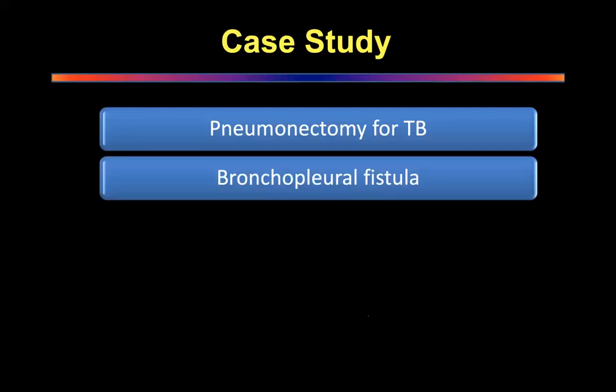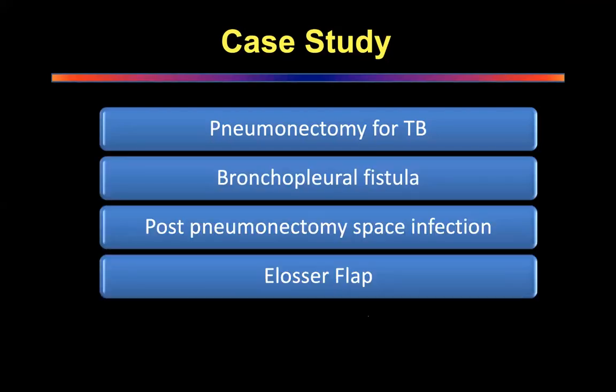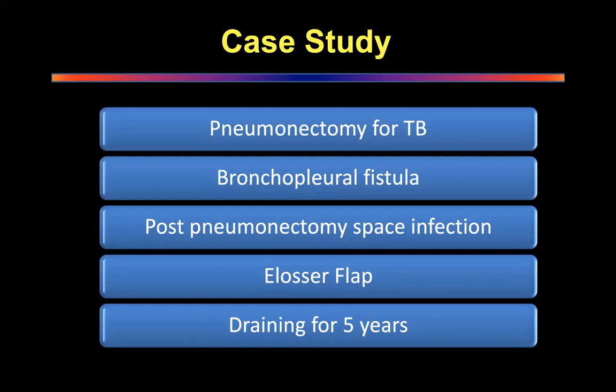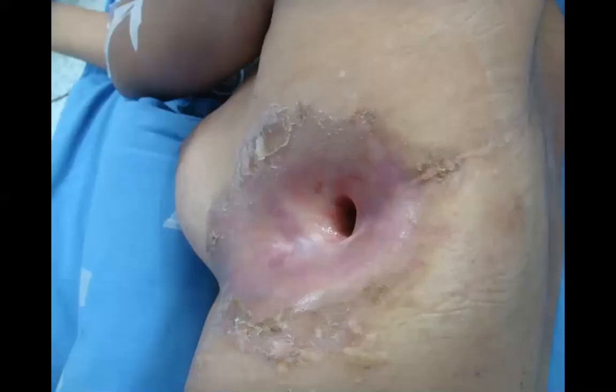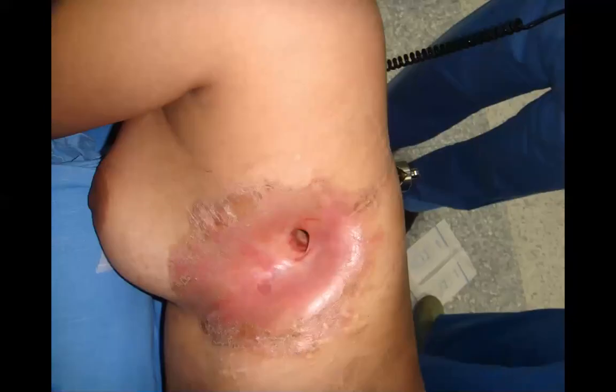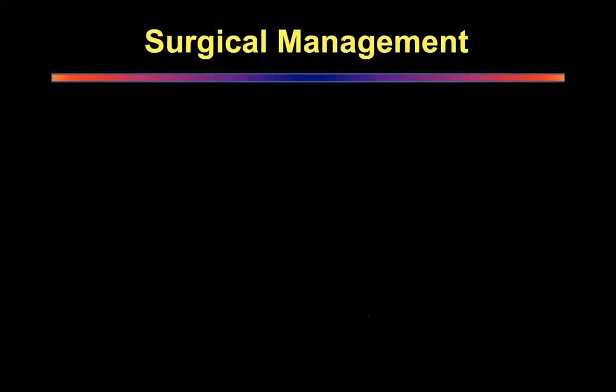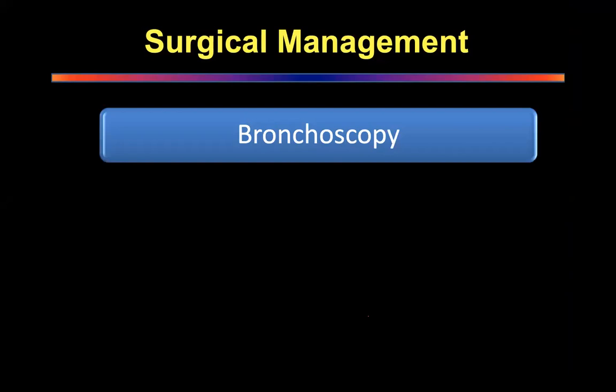This is the young lady I was telling you who had pneumonectomy, had bronchopleural fistula, Eloesser flap, draining for 5 years, real disaster. And she came to me and said, I want this out. And then we went in, again, same concept. I did a bronchoscopy. See, it's very difficult to find the fistula when you go from the side because it's all infected and pus is there and there's adhesion.